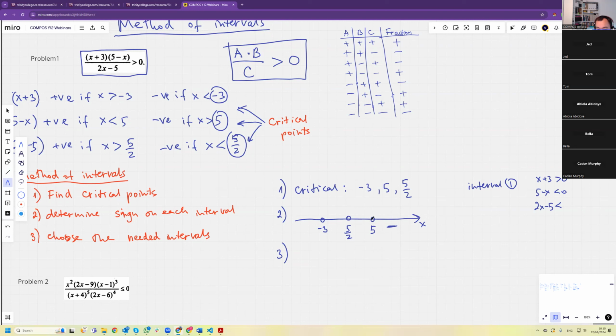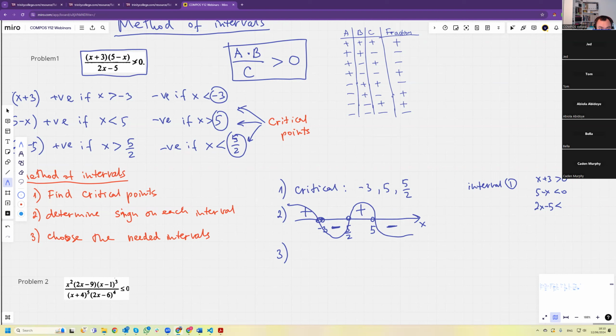Now at 5, I know this bracket, 5 minus x, changes sign. And if this changes sign, the whole fraction changes sign. So it's going to be positive. At 5/2, it changes sign again. It becomes negative. And at -3, it becomes positive again. And so the fraction looks like this. It's positive from -infinity to -3.